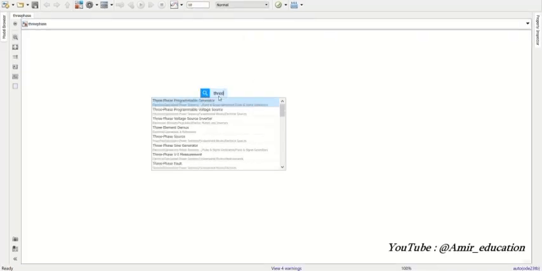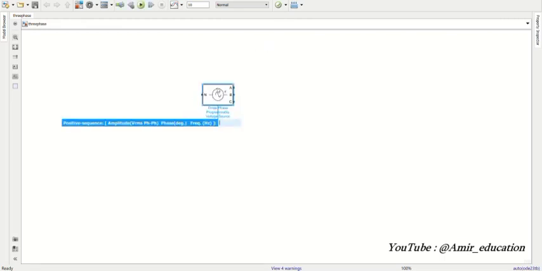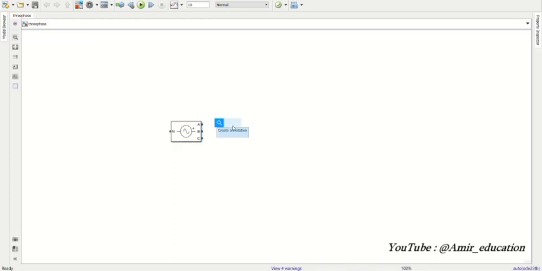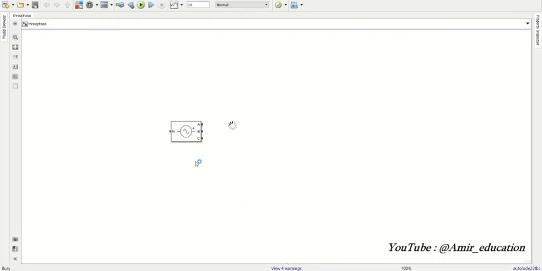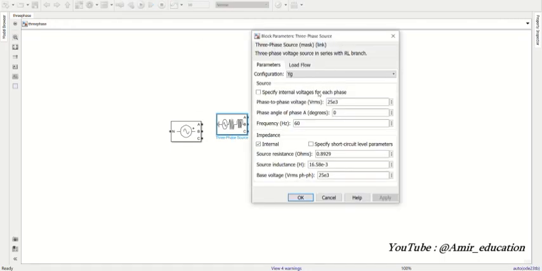First, we should add a three-phase voltage source. No, that isn't what I was looking for. Three phase measurement, three phase source. Yes, that's right. Here I set my RMS voltage to 220 and frequency 50, and we don't need impedance.